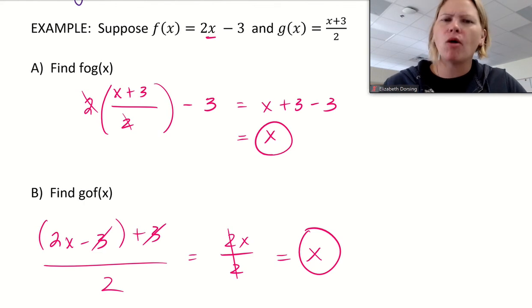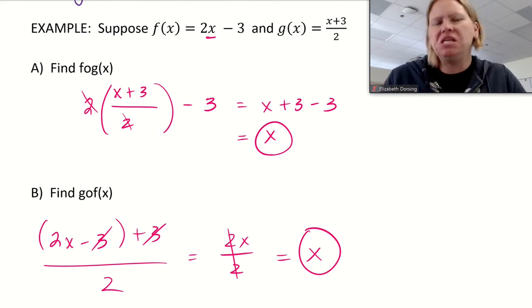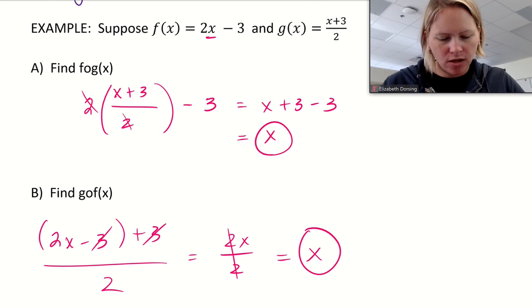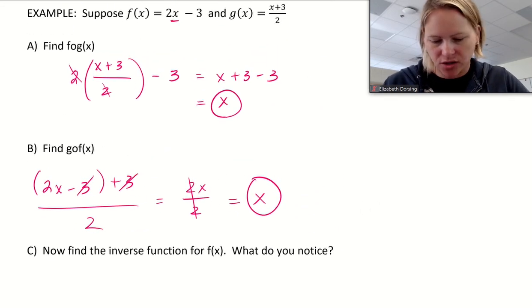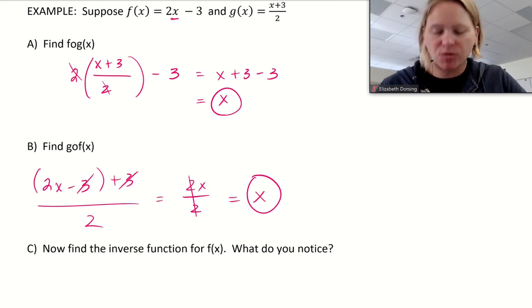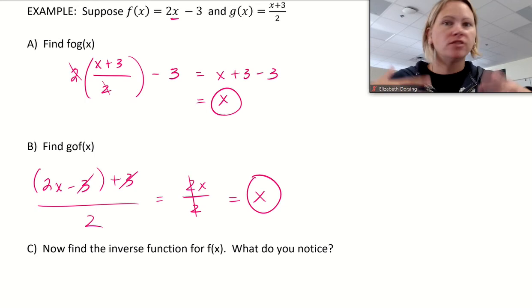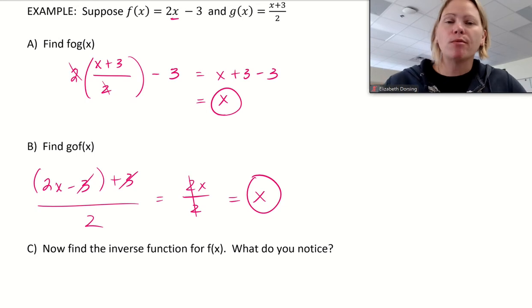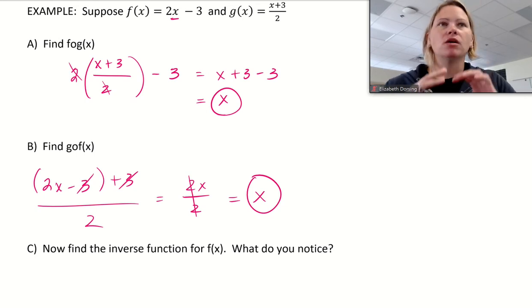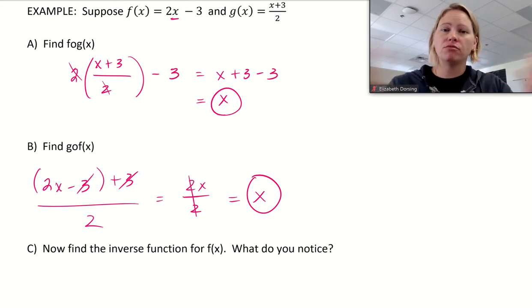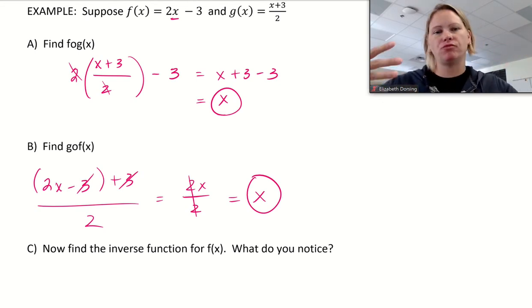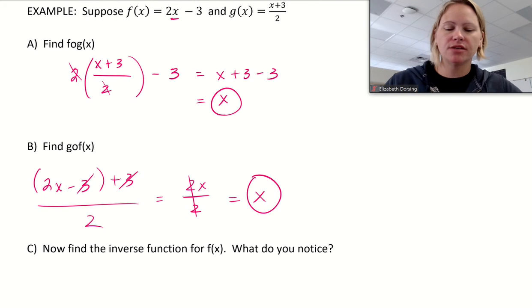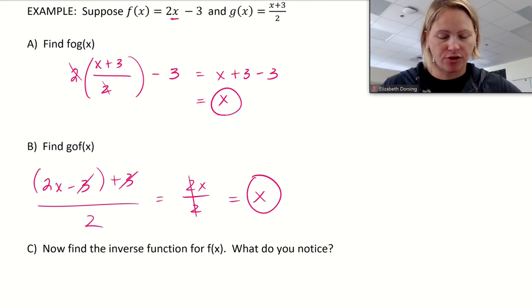And let's talk about why that is. What does this mean when we get x back? Well, you'll notice that these functions are similar. And if we take f of x and we find the inverse, so remember, we haven't talked about inverses yet, but maybe you'll remember from a previous math course that an inverse, really the definition is it exchanges the domain for the range. So in an inverse function, the domain becomes the range and the range becomes the domain. So they're opposites of each other.